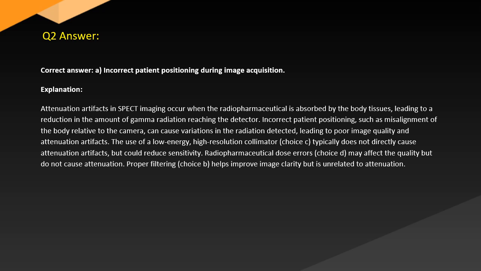Explanation. Attenuation artifacts in SPECT imaging occur when the radiation is absorbed by the body tissues, leading to a reduction in the amount of gamma radiation reaching the detector. Incorrect patient positioning, such as misalignment of the body relative to the camera, can cause variations in the radiation detected, leading to poor image quality and attenuation artifacts.